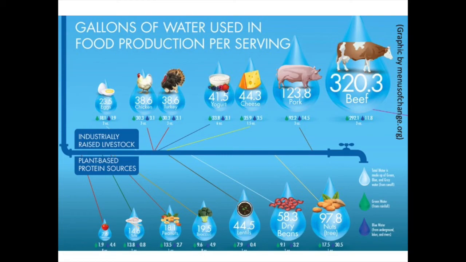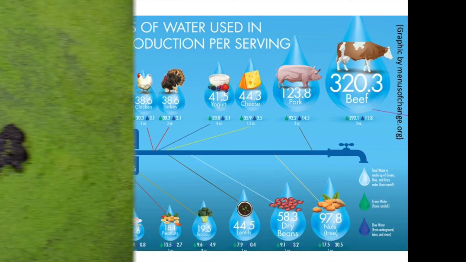So if you're in a water-stressed area, these crops may not be the best choice. Eggs over on the left and poultry actually are better. Though again, dietary choices matter significantly.